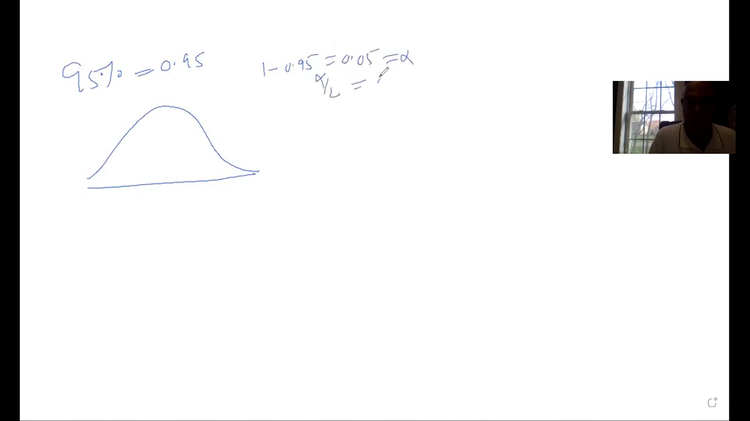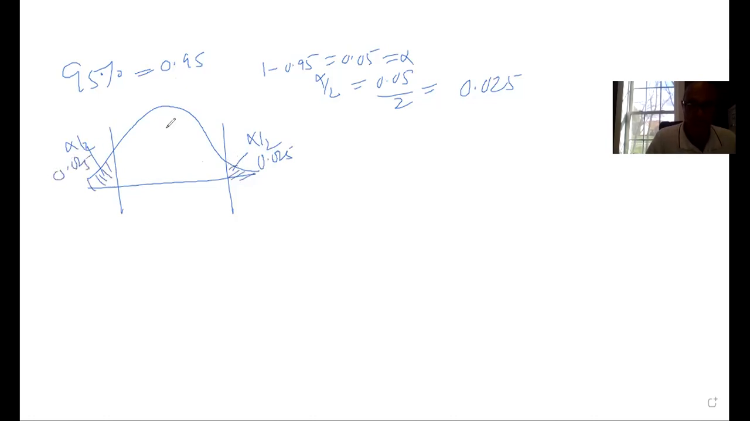We are looking for alpha by 2, so 0.05 divided by 2 is equal to 0.025. Here it is considered something like this. This is my alpha by 2 and this is my alpha by 2. So this area is 0.025, and this area is 0.025. Total area is 1. If you remove these, the remaining area is the 95%. In the same way you can find 96%, 90%, 92%, 99%, whatever is asked of you.